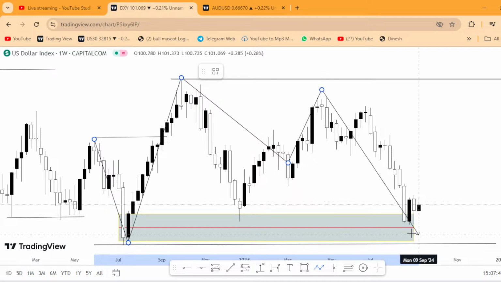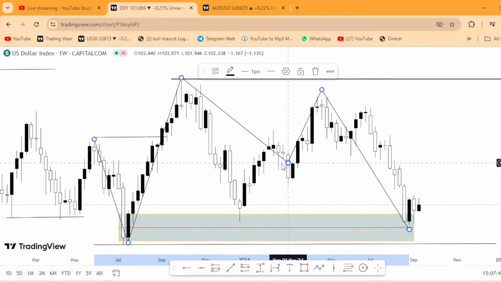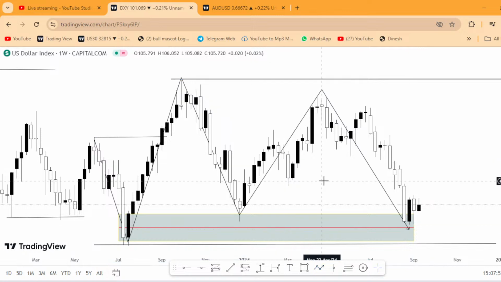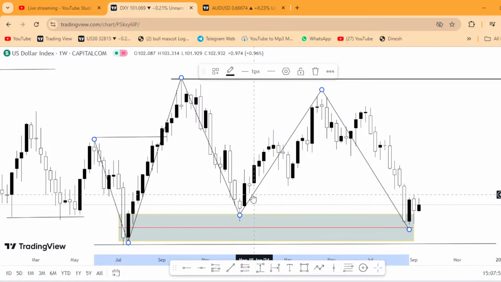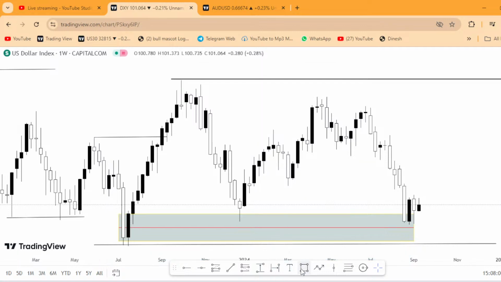Now we are still here, right? Now, what do we have here? We have this liquidity that is lying above here, and also we have it below here. I'm just going to type something here. We have this liquidity as a swing high, right? And we also have these equal lows.